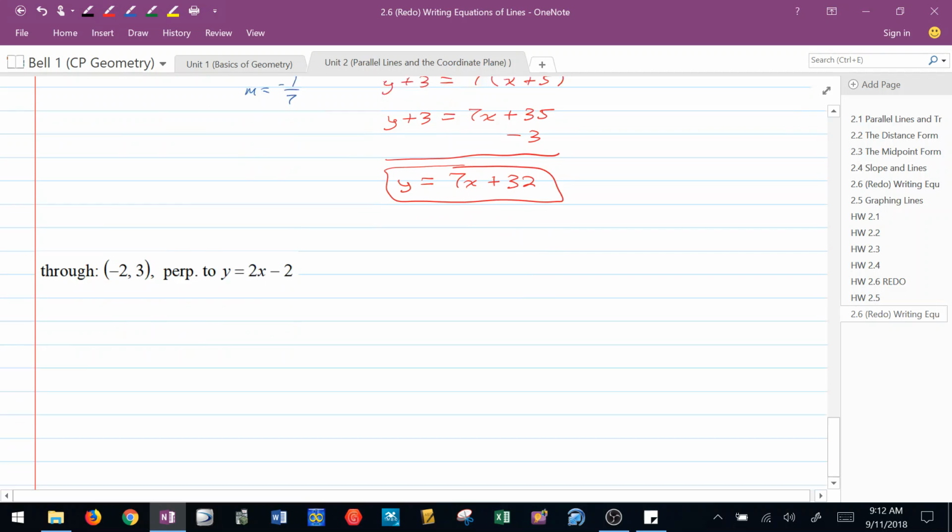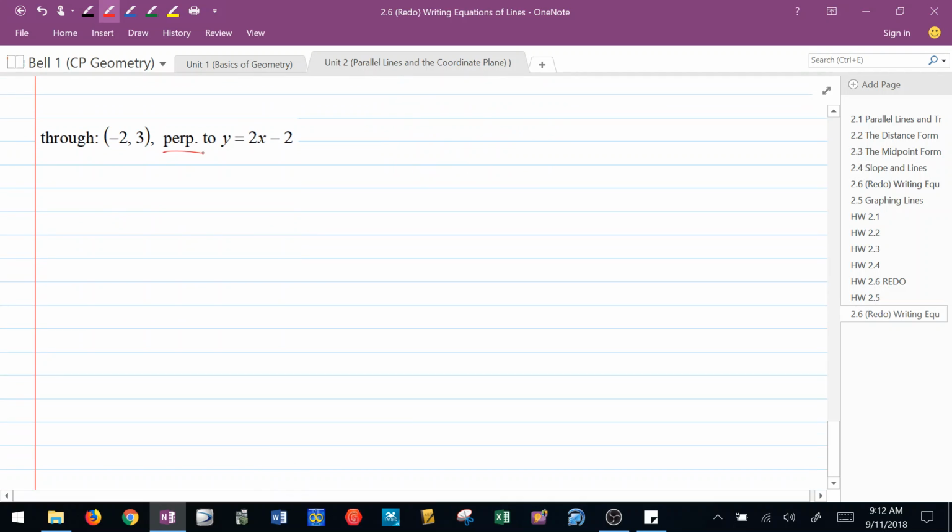And one more just for good measure here. Again, they want a perpendicular. The given slope here is 2, or 2 over 1. Think of it as a fraction. The perpendicular slope would have to be, well, let's see. Positive has to become negative. Take the fraction, flip it over, 1 over 2. So our new slope for the line that's perpendicular is negative 1/2, and it has to pass through the point negative 2, 3.